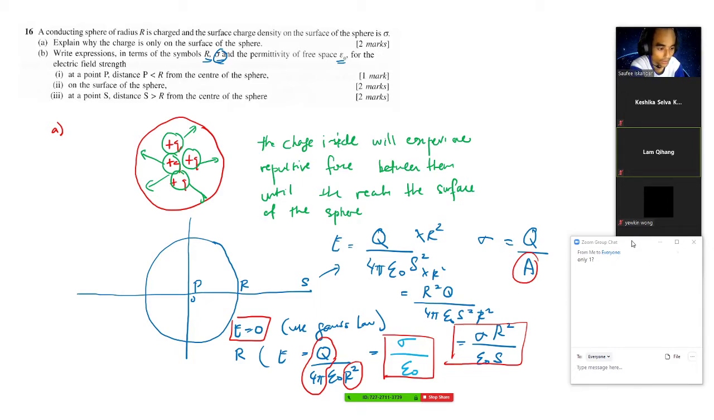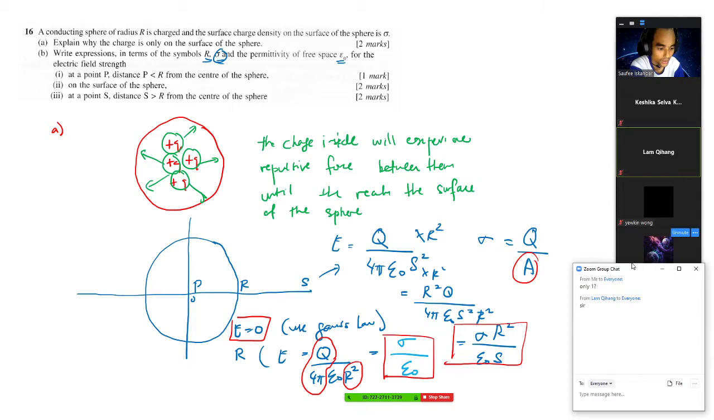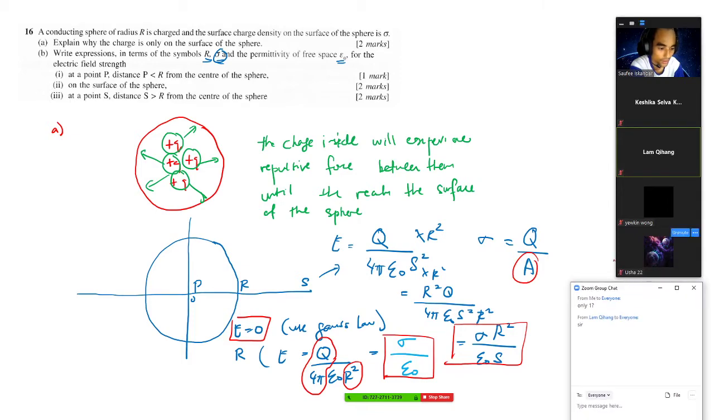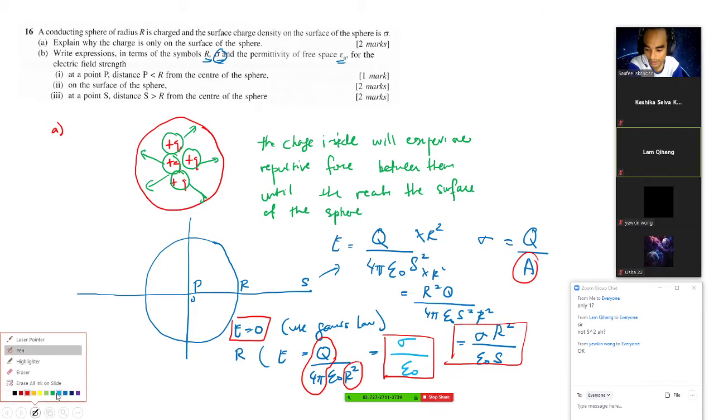You keen? Okay. Yes. Yeah, Kihang, S squared. Oh yeah, it's S squared. I forgot. Thank you for reminding me. It's S squared. Okay. So, any more? Any question?